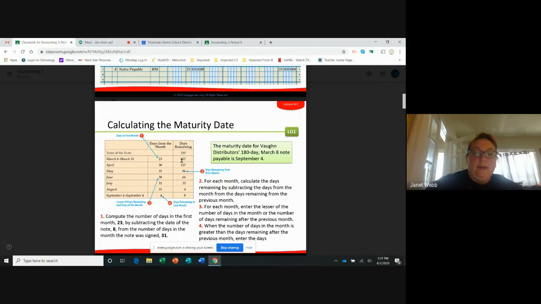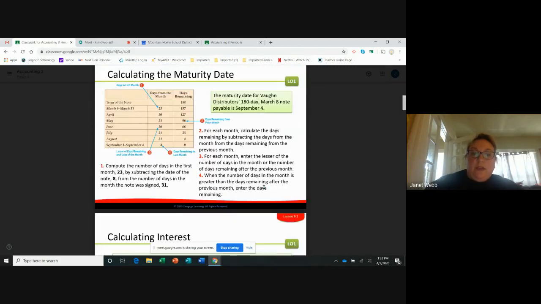So then you subtract it. That leaves 157. There's 30 days in April, 31 days in May, 30 days in June. So you just keep going as you go. You keep subtracting. 31 days in July. That leaves us 35, 31 days in August. That leaves us 4 more days. And so it's going to be due on September 4th. Okay, so this is how we're going to calculate that maturity date on those. And I know we've already done this before. So it's kind of a review.